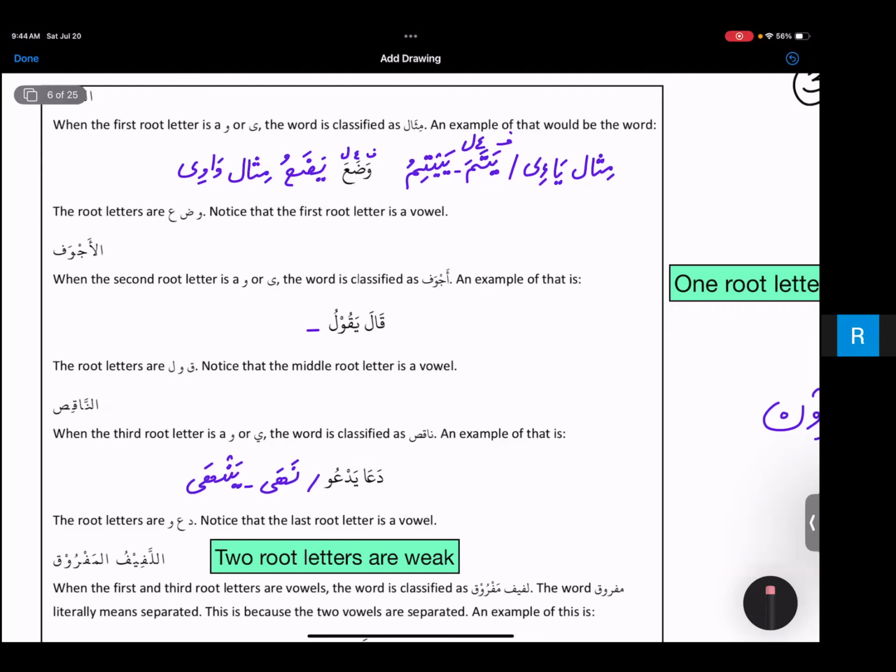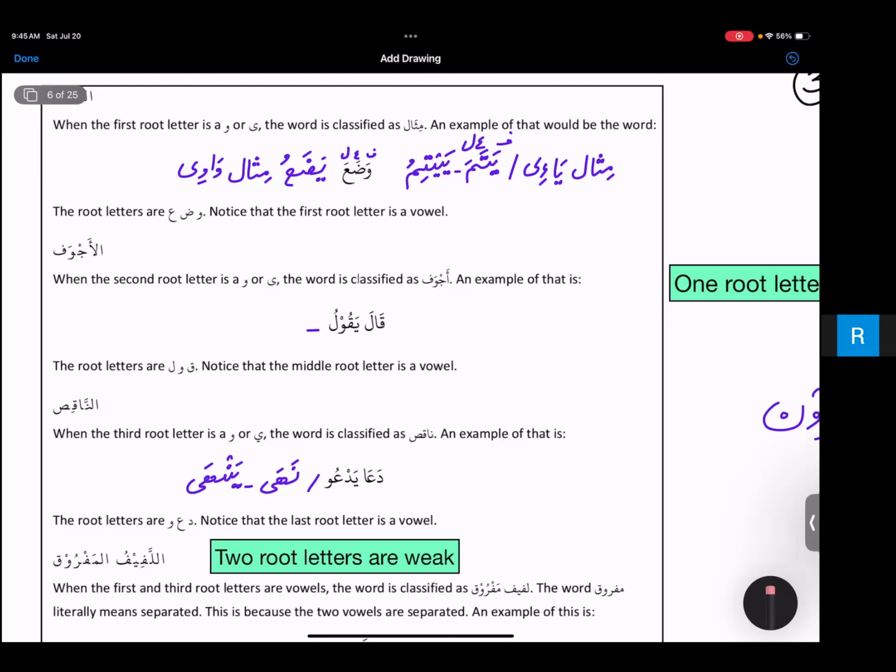Okay, now, if the first root letter is weak, then we call it misal. But if the second root letter, which is our ain kalima, is weak, then we call them ajwaf. Ajwaf literally means belly. Where is our belly? In the middle of our body, right? Are you guys able to hear me? Yes, Alhamdulillah. So ajwaf literally means belly, and belly is the middle of our body, right?